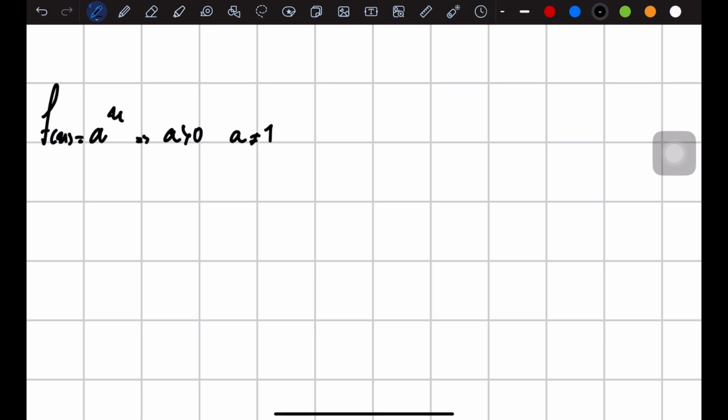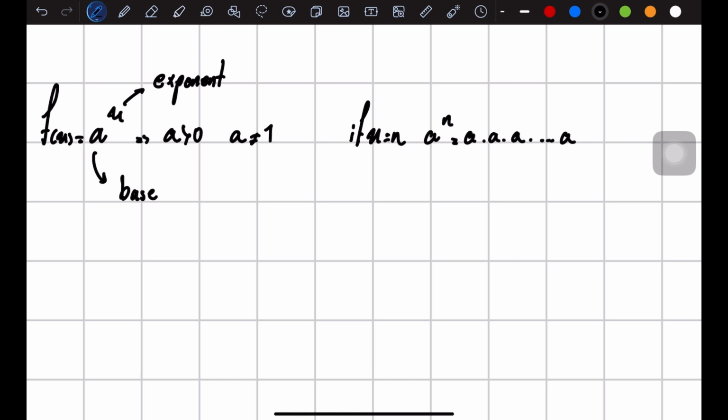We call the a here the base, and we call the x the exponent. Let's say if x is equal to n, and n is a positive integer, then for example a to the power of n is equal to a times a times a, up to n factors, so the number of times we multiply a by a is n times.